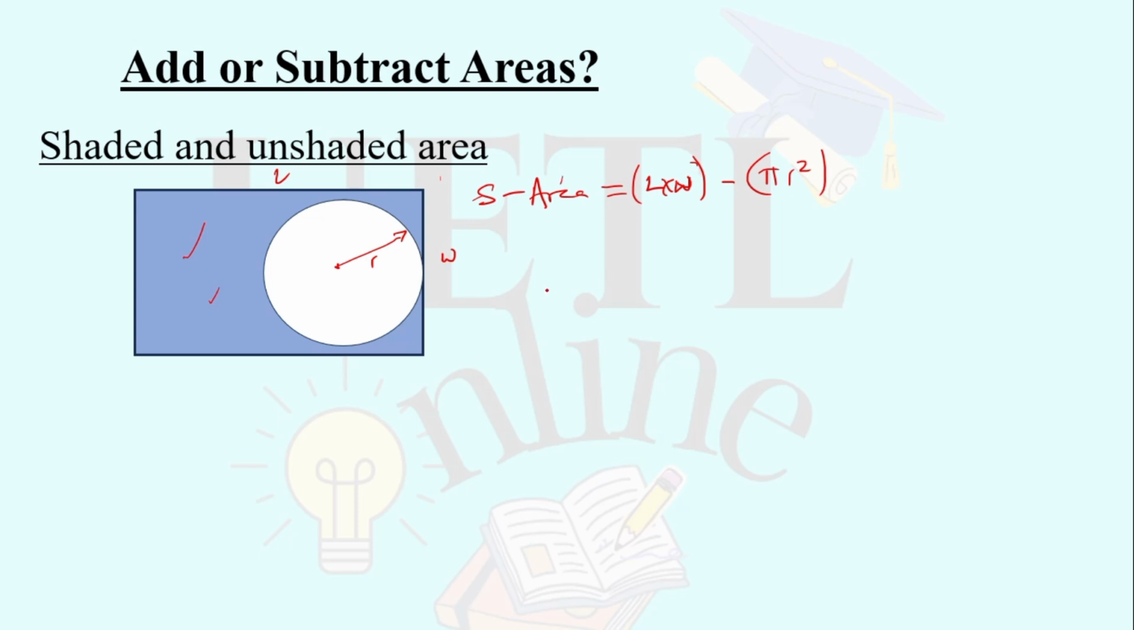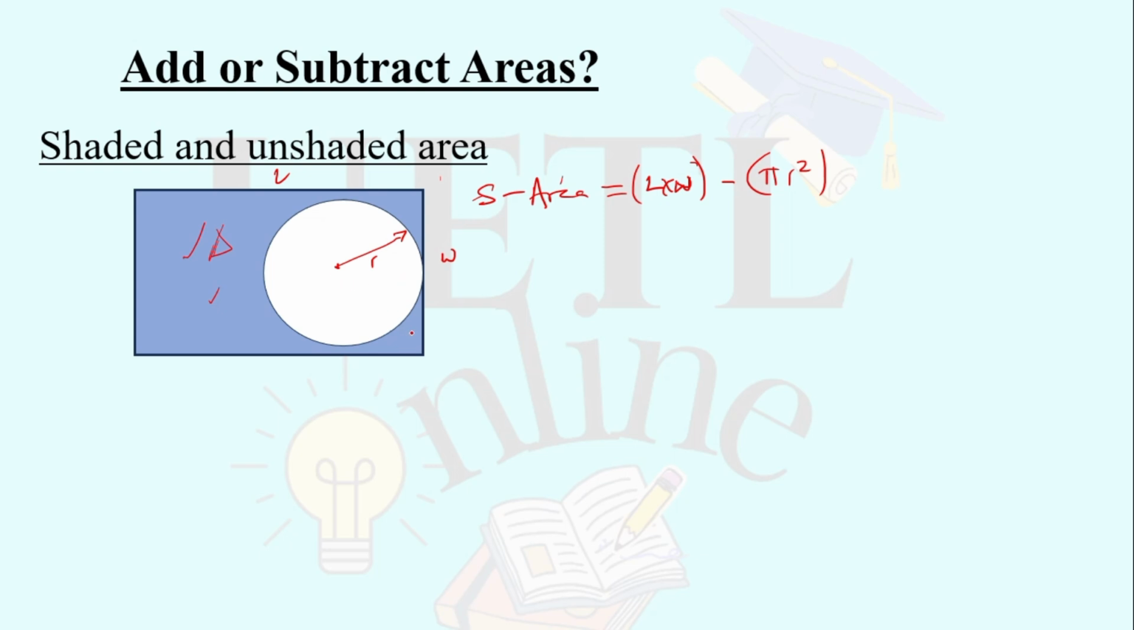Given any shape, sometimes you can be given a triangle inside it. Make sure you find the area of the whole shape and subtract the little shape we have. So this is it on shaded and unshaded. Make sure you find the area of the whole shape and subtract the unshaded part.